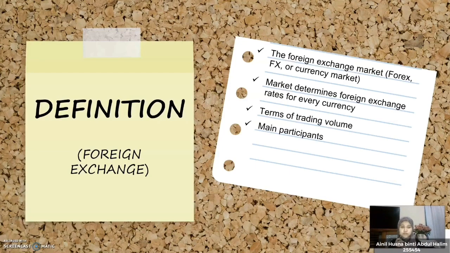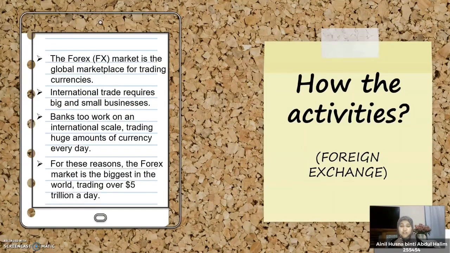In terms of trading volume, it is by far the largest market in the world because it consists of all countries, followed by the credit market. For the main participants in this market, the largest international banks are the main participants in foreign exchange. How do the activities in foreign exchange occur? The forex market is the global marketplace for trading currencies. It does not operate in one particular place as a stock exchange does.